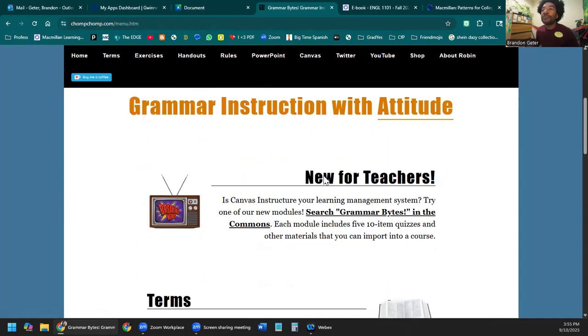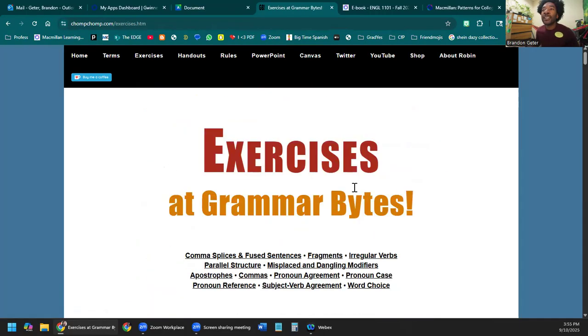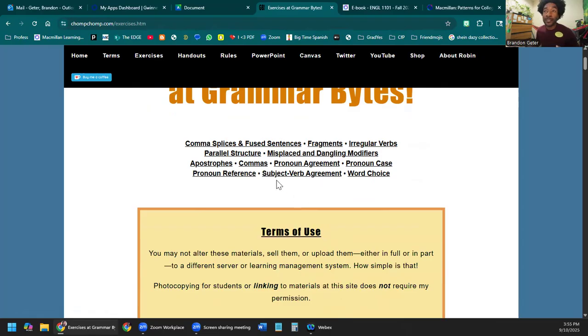So this is ChompChomp, and there are other exercises that you can choose from. Word choice, comma splices, and fused sentences. Comma splices are when you have a comma where a period belongs. Fused sentences, that's another term for run-on sentences. Fragments, parallel structure.